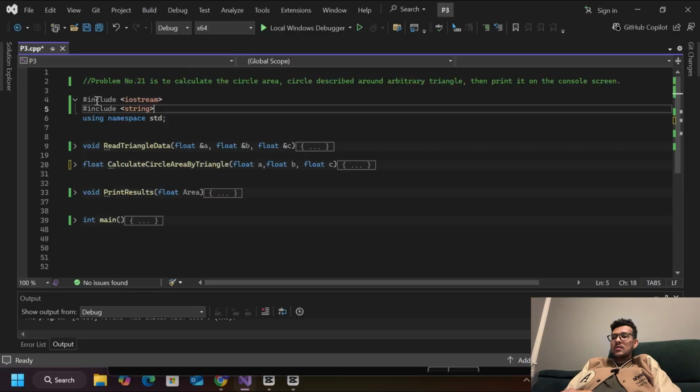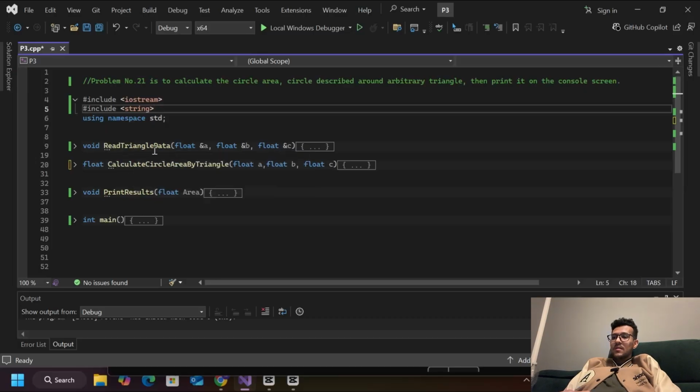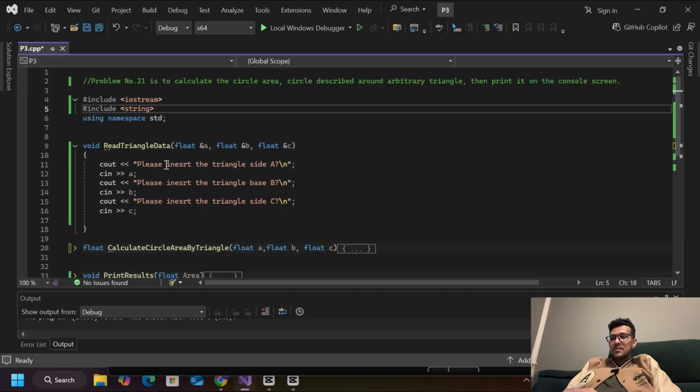What we have here: include iostream, include string, using namespace std. After that, we have the first procedure that we already did a million times in the previous problems. Void read triangle data. We have float A by reference, B by reference, and this time we add a variable C also by reference. It's the same as the previous problems. Please insert the triangle side A, store it inside A, base B, store it inside B, side C, store it inside C. This is the first procedure.